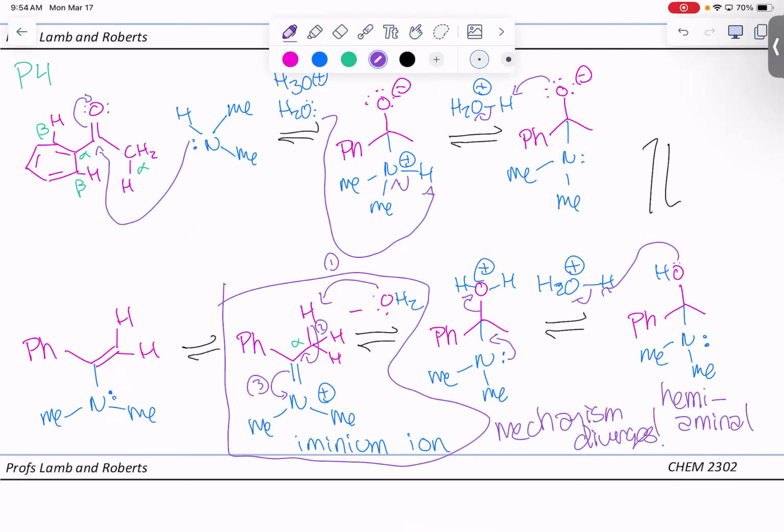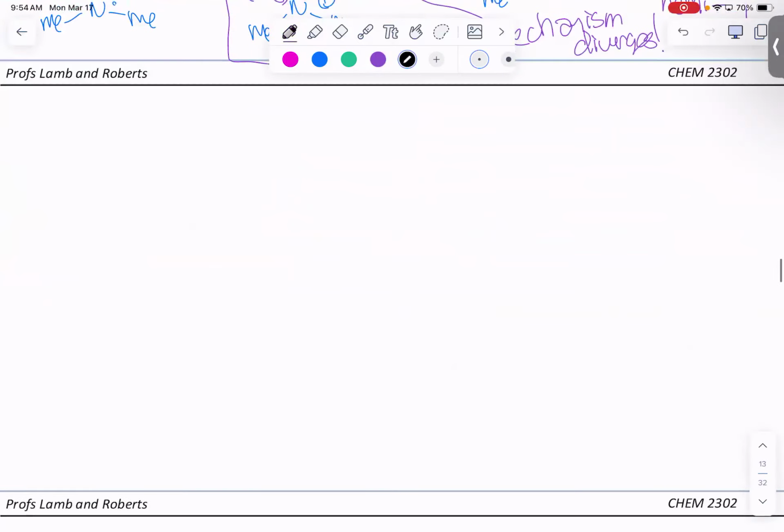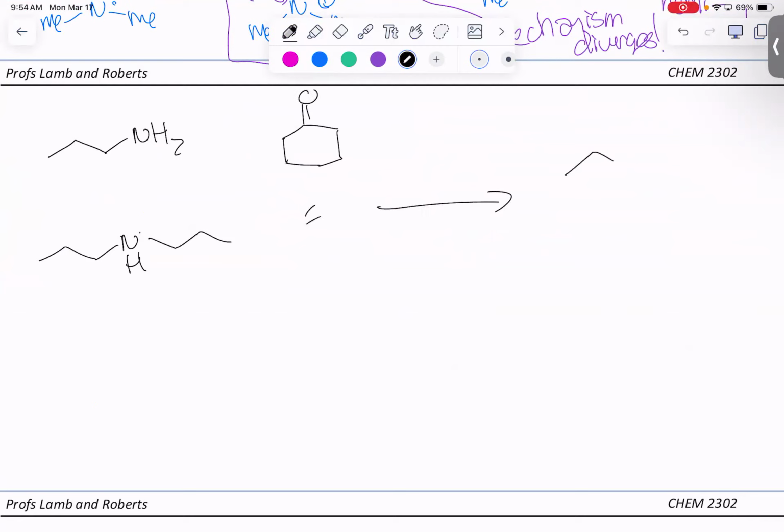In my final minute, I'm going to do just a really quick practice problem for you, where we have a primary amine versus a secondary amine. It doesn't matter if we have the same ketone for both, we're going to end up with different products. If we have a primary amine, we're going to form an imine. And if we have a secondary amine, we're going to form that enamine, even if we have that same ketone. So those are the products that we form.